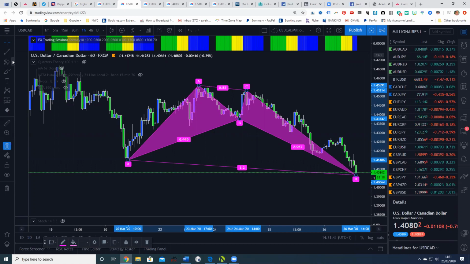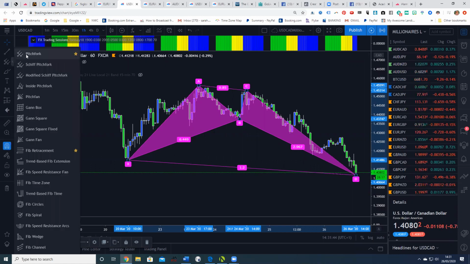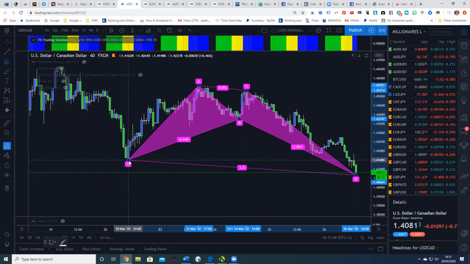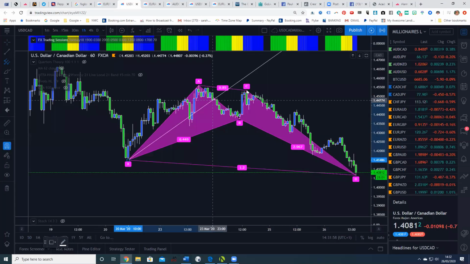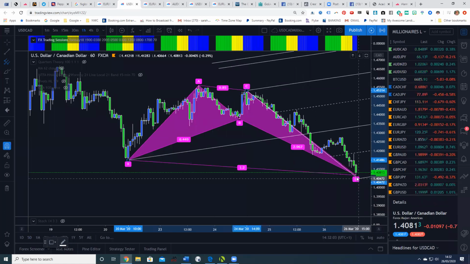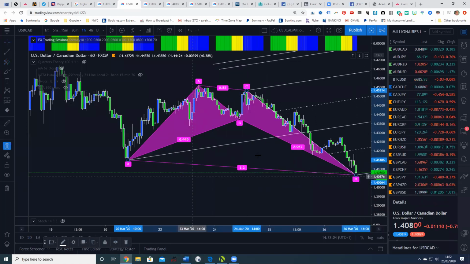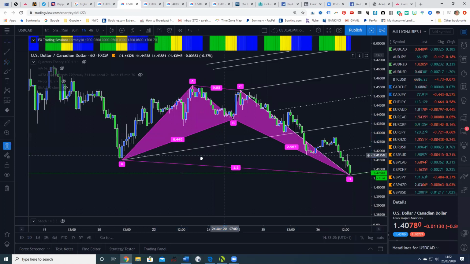So come here, top left to your pitchfork, just that top one that says pitchfork. Click that, left click, come back over to the X point. So you want to click, this is going to be X to C to D. It's always X to C to D, not X to D to C. Always X, 1 click, C, 2 clicks, and there's your 3rd click. Now there's your pitchfork on.